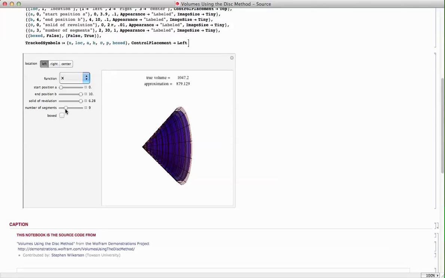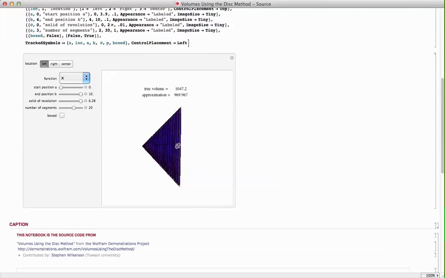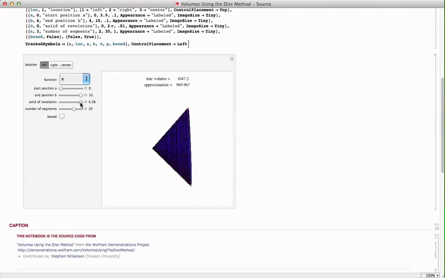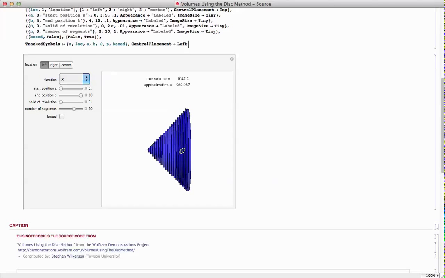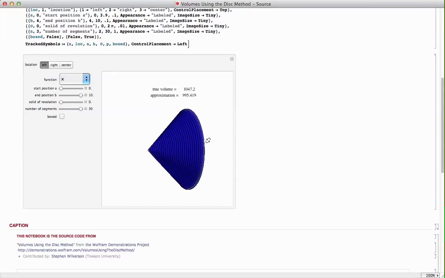Well, you can see where this is going. What if I go all the way up to 20 disks? Now, as I rotate this thing around, the blue and the red, let's back the red out of there. This is definitely starting to look like a cone. It's still not perfect. Obviously, the blue coins stacked up here are going to be less than the original cone. But what if I go all the way up to 30 disks? Now we're getting really close.